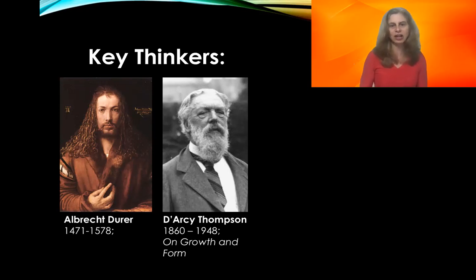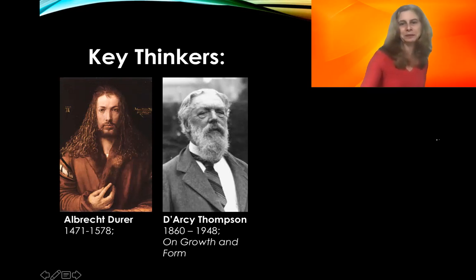The next figure is D'Arcy Thompson, and D'Arcy Thompson wrote a very important text called On Growth and Form, which was a text that I was introduced to as an architecture student. His work actually is drawn from this much earlier work that was produced by Albrecht Dürer. So we want to take a look at these two figures, and then we want to relate this forward to work that's happening right now in parametric thinking in design.